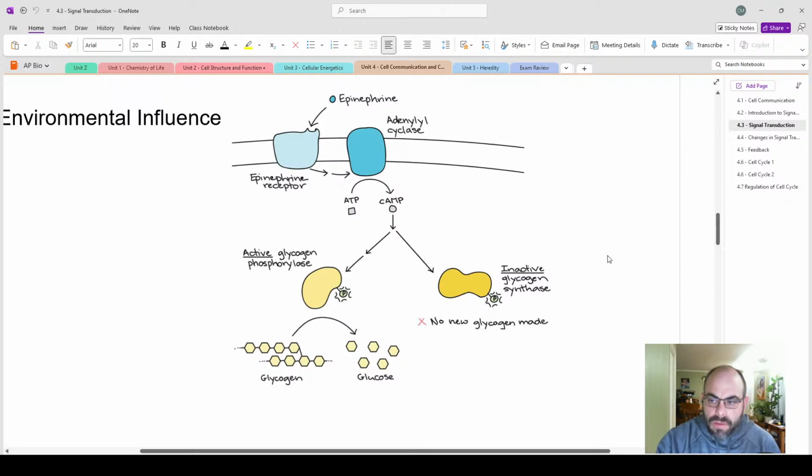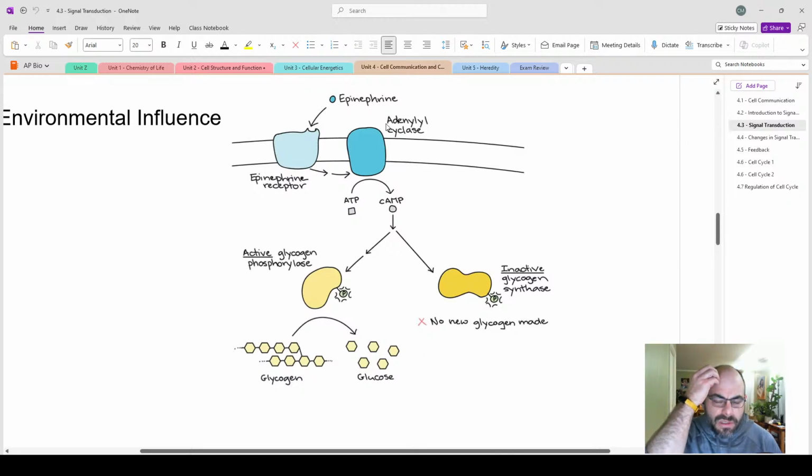Yeah, I can do that, 4.4 and 4.5 for sure. I think a lot of people miss 4.5, and so it's kind of different than the rest in a way. So I will go over that. So that's signal transduction in a general overview.